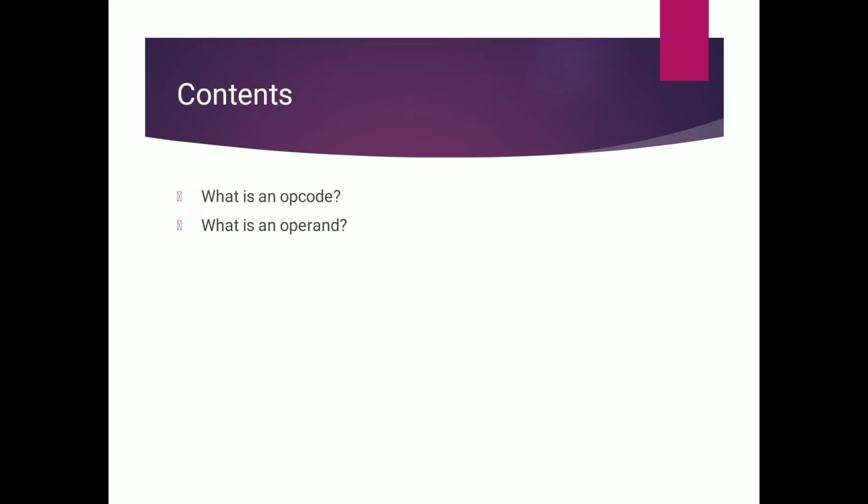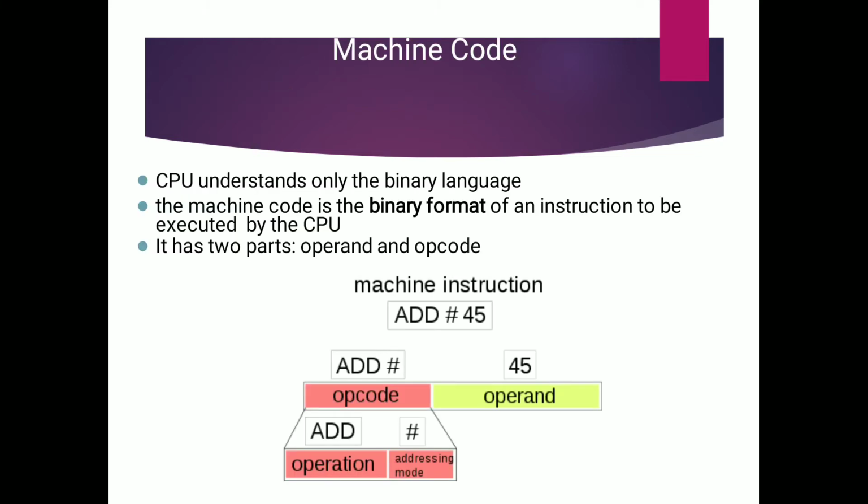At the end of the class you will be able to understand what is an opcode and operand, what is machine cycle, what are mnemonics, with examples. Now let us start from machine cycle. CPU understands only the binary language, that is either 0 or 1. The machine code is the binary format.